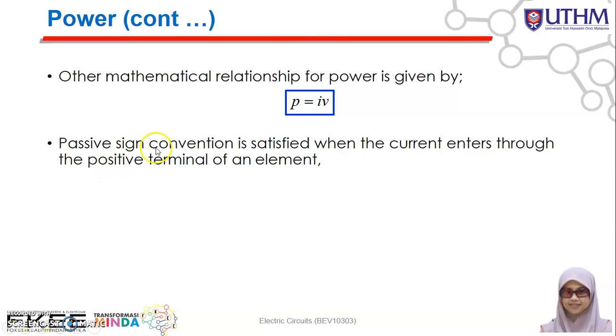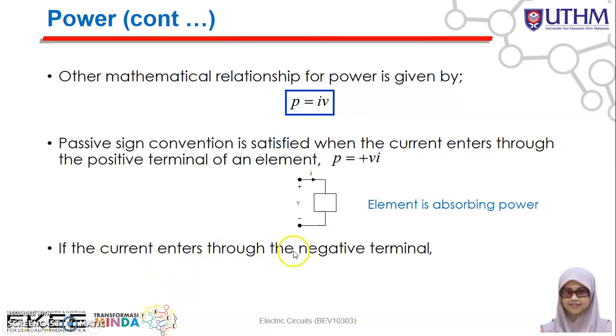The passive sign convention is satisfied when the current enters through the positive terminal of an element. This is what we call the passive sign convention. Let's say you have P equal to plus IV, meaning that you have an element, and the current enters through the positive terminal and comes out through the negative terminal. So the power is equal to positive IV, which means the element is absorbing power. Remember, if the number is positive, the element is absorbing power. So how about if the current enters the negative terminal?